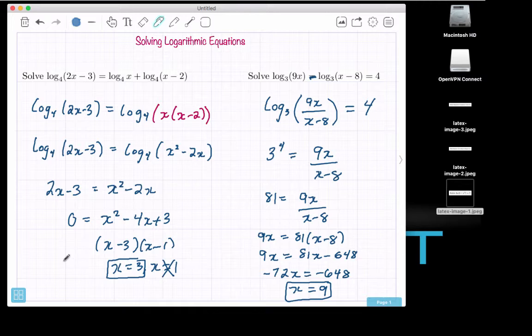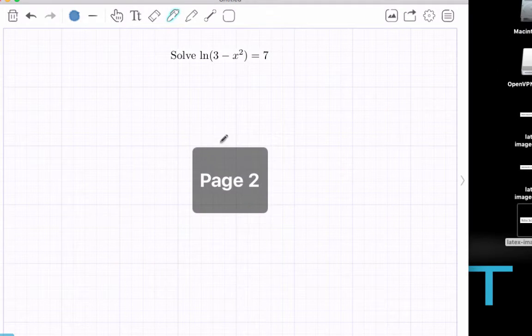Okay, and let's look at our last example here for solving logarithmic equations.